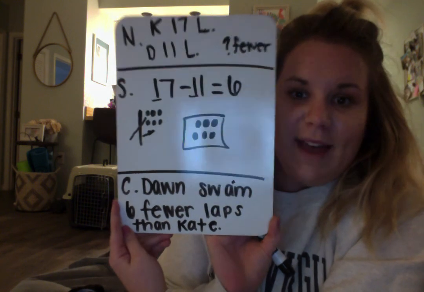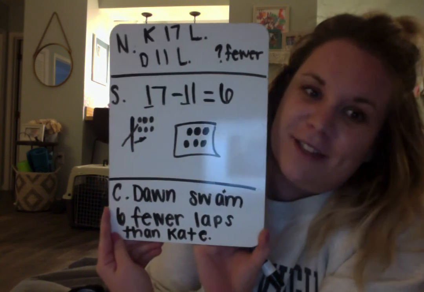All right, so now I have my 3 parts to my success criteria for solving the problem. Hopefully that helped you guys out and refreshed your brains on how to solve this kind of story problem.